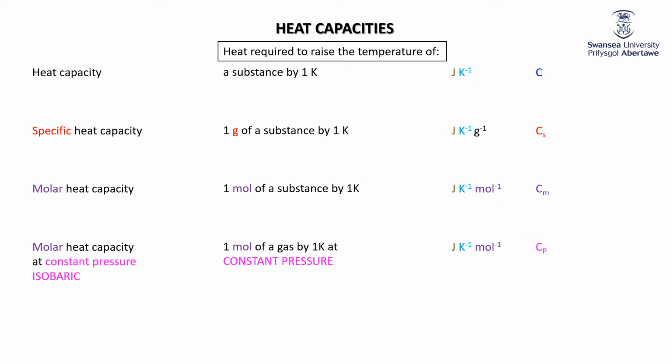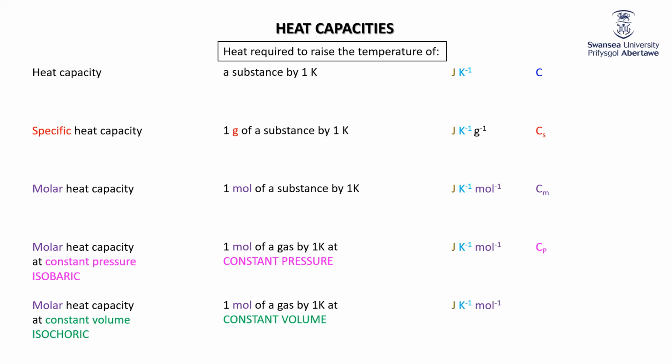And then, of course, we've got not just the constant pressure consideration, but also the constant volume consideration. Constant volume, the fancy word for that is isochoric. And so the molar heat capacity at constant volume is the heat required to raise the temperature of 1 mole of gas by 1 Kelvin at constant volume. Same units because it's still a molar heat capacity, but now the symbol Cv. Okay, so be familiar with these heat capacities as we go through.